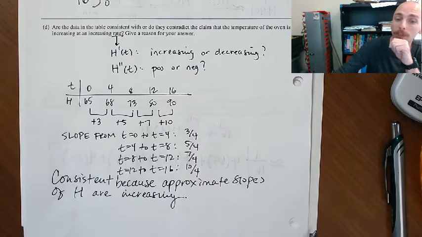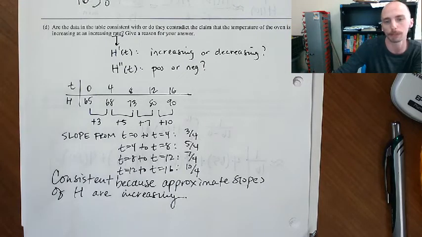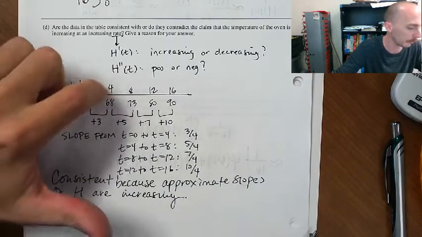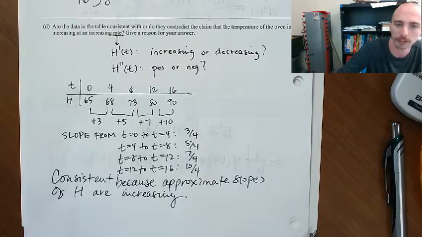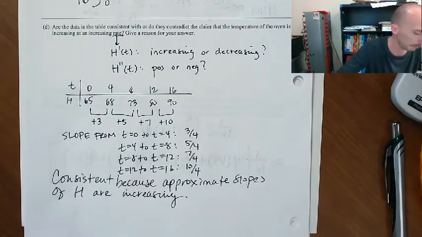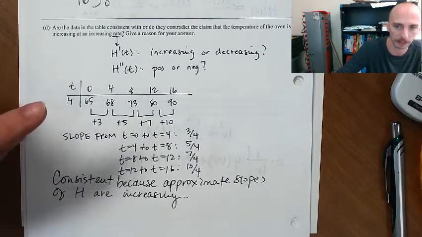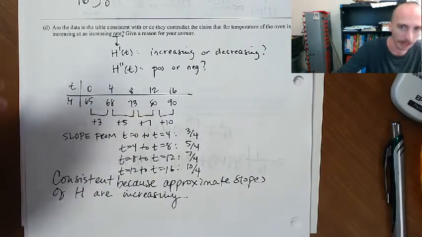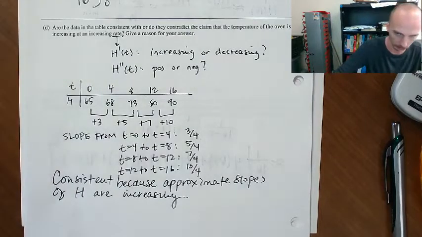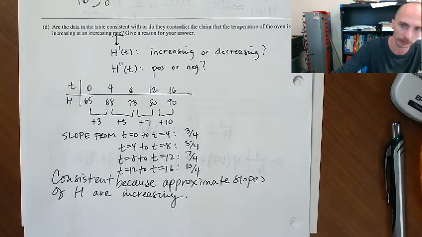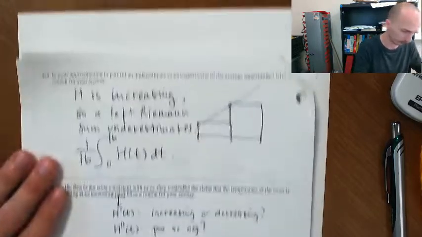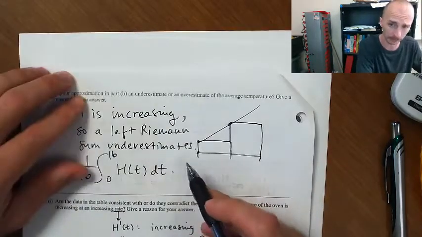Or you could invoke the mean value theorem, that h prime of these various c values between 0 and 4, 4 and 8, 8 and 12, 12 and 16, those are increasing. I think this would have gotten the credit. It was 3 points: one for considering the slope of 4 secant lines, one for the explanation, one for saying that the conclusion is consistent with the explanation. Okay. Then part C is 1 point for the answer with the correct reasoning.